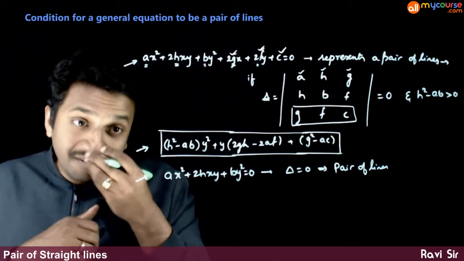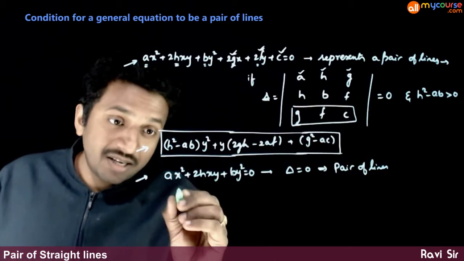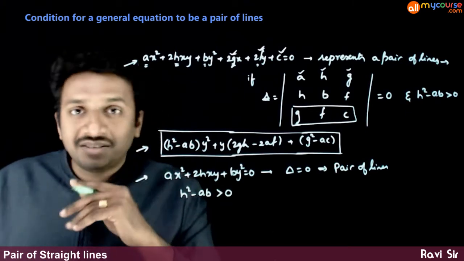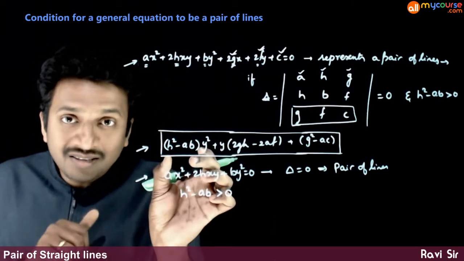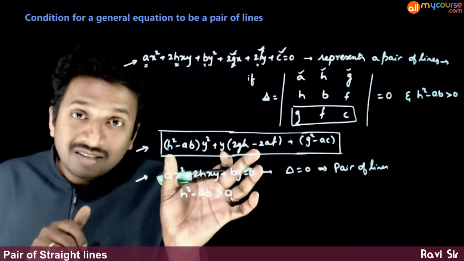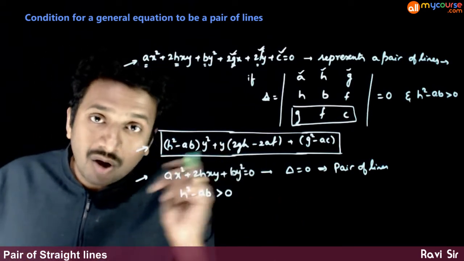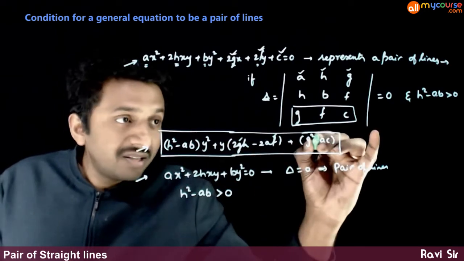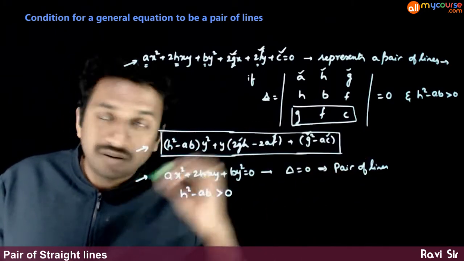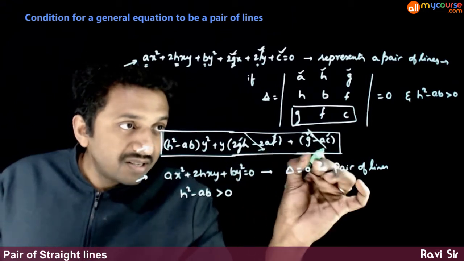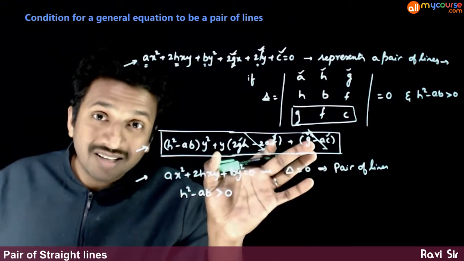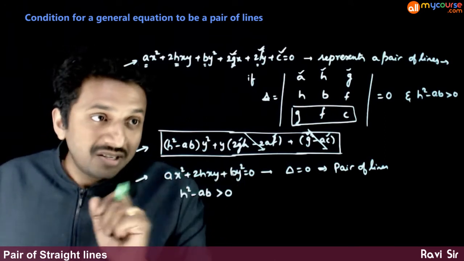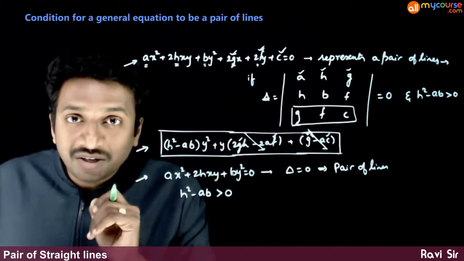And if h square minus ab is greater than 0, as you can see, G, F, C is already equal to 0. So this term is 0, this term is 0, G is 0, C is 0. So I have written the expression that you have got inside the square root. For this expression, for a homogeneous expression, this and this have become 0.